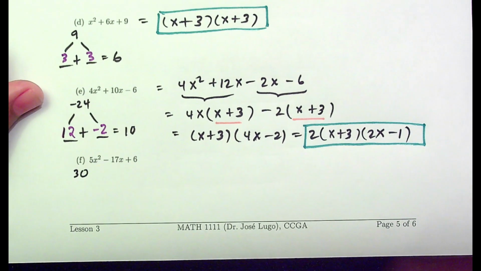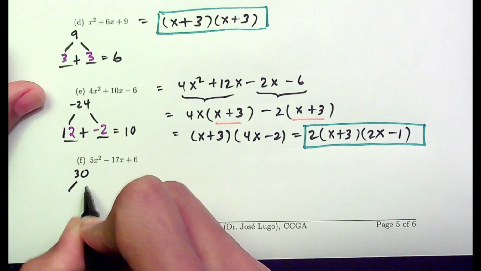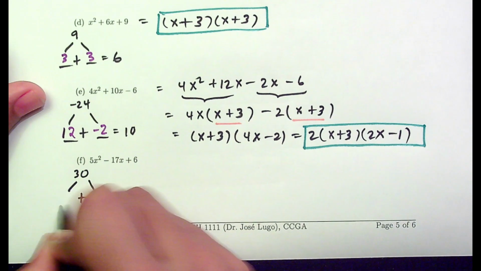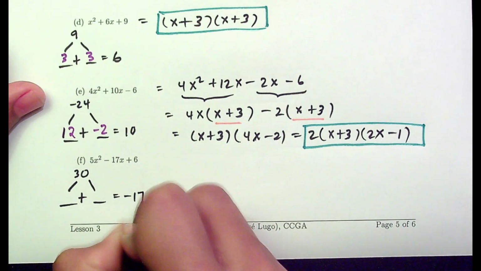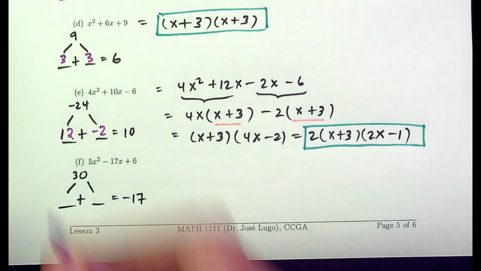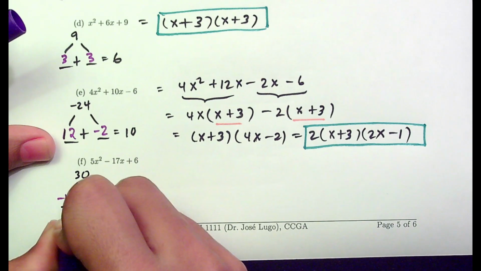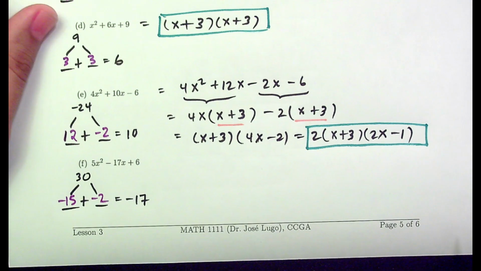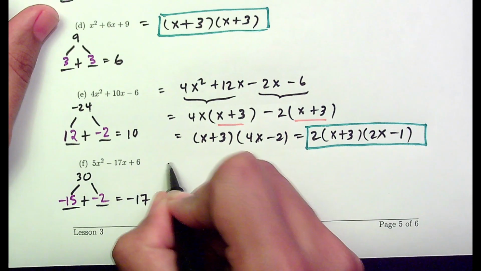And then now we think of two numbers. When you multiply them, you get 30. But when you add them, you get negative 17. And I think this is an easy one, 15 and 2, but you have to choose the signs appropriately. Negative 15 and negative 2. Negative 15 times negative 2 is positive 30. When you add them, you get negative 17. Okay, that's good.